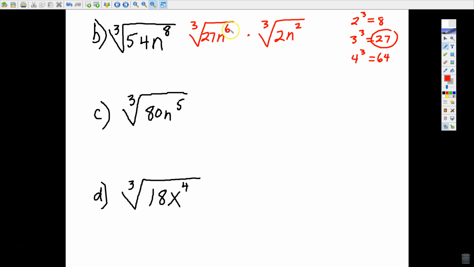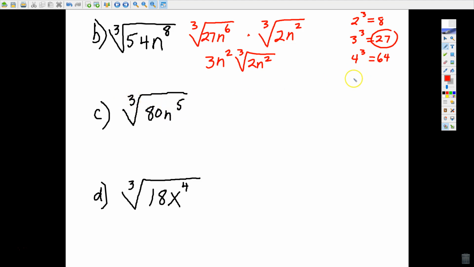Okay, so again, this left radical you should be able to fully simplify without a radical. The cube root of 27 is 3, and the cube root of n to the 6th is n to the 2nd. And then this right radical stays radical. Okay, letter C. The cube root of 80 n to the fifth.